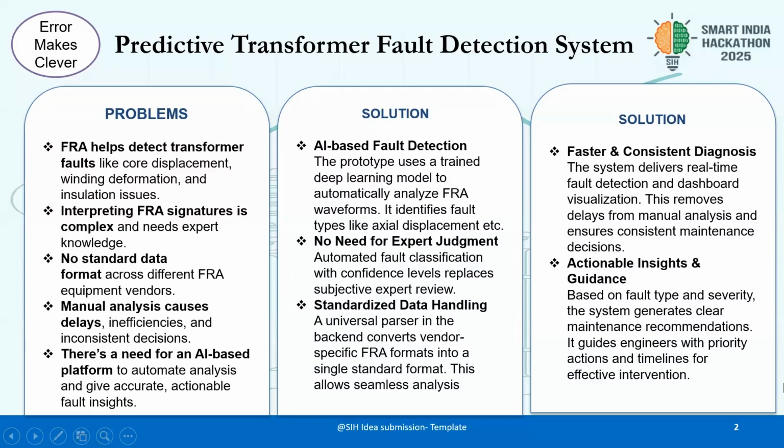The problems that we are facing for predictive transformer fault detection systems are: FRA helps to detect transformer faults like core displacement, winding deformation, and insulation issues. Interpreting FRA signatures is complex and needs expert knowledge. There is no standard data format across different FRA equipment vendors. Manual analysis causes delays, inefficiency, and inconsistent decisions. There is a need for an AI-based platform to automate analysis and give accurate and actionable fault insights.